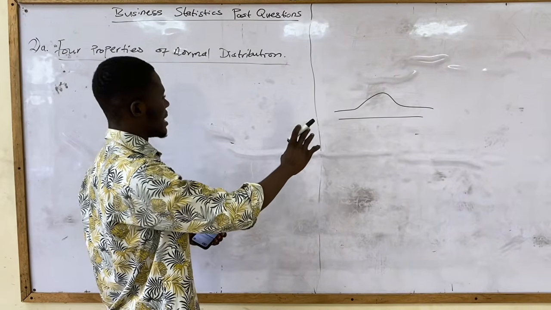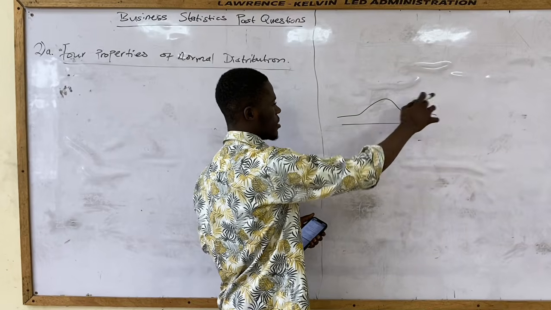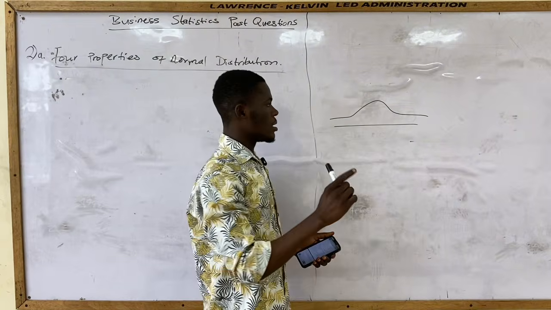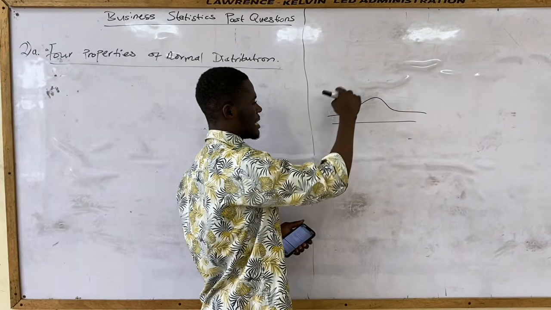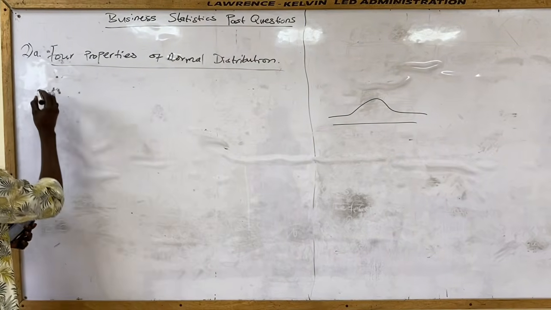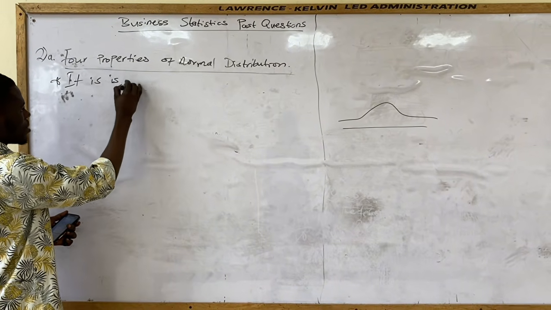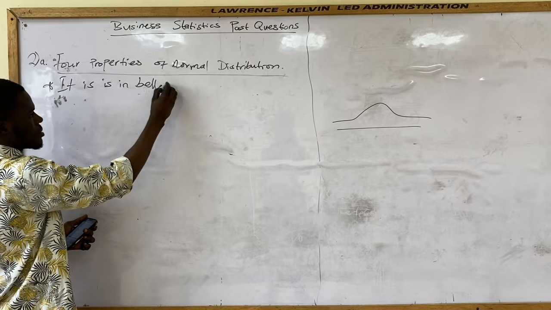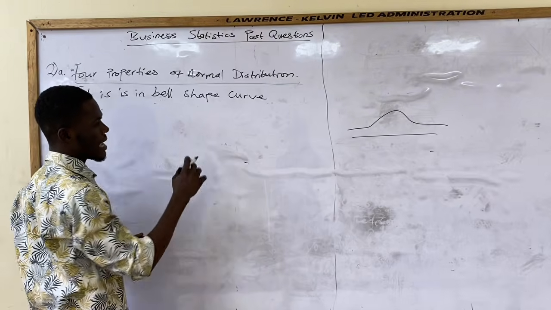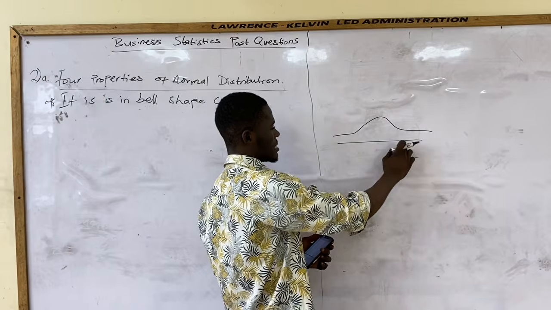One thing you have to take note of is that in these 4 properties, the bell curve like this, it is all under this and everything is equal to 1. So the first property is that it is in bell shape. If you look at it, it represents a bell. So your first property is that it is in a bell shape curve.